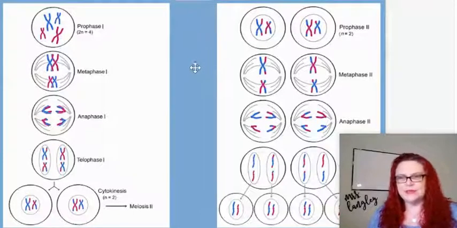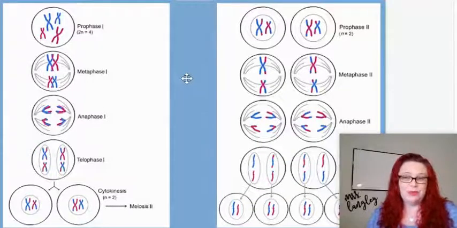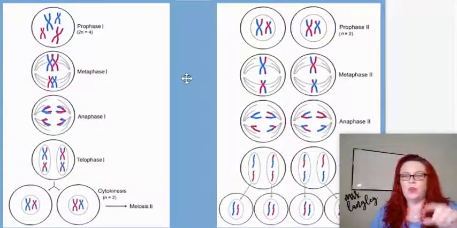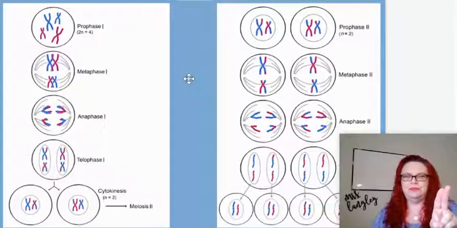Before any of this happens, we have interphase. During interphase, our DNA is replicated. We wind up with our duplicate. So we have our original piece of DNA for all the different chromosomes, and it makes a copy, and they're going to hang out together.